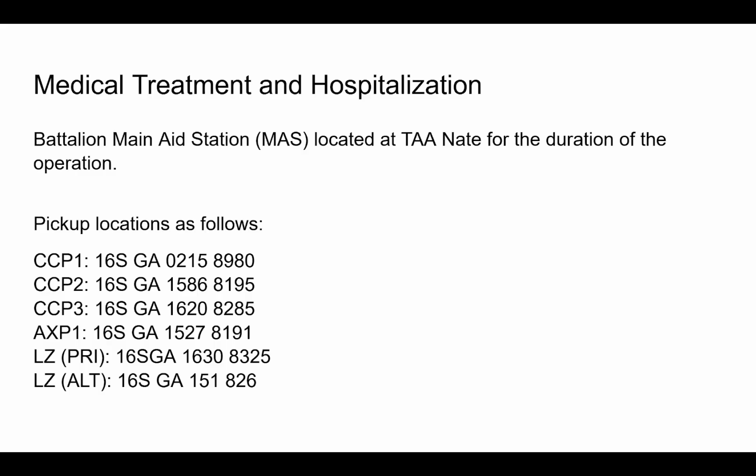Then just give a list of all the CCP locations. So as the company commander, you look on the map, you give 2 to 3 good CCP locations that changed throughout each phase. And then an ambulatory exchange point where a vehicle can come and pick you up if needed. And then a primary and alternate LZ where a helicopter can either resupply or conduct a medical evacuation.